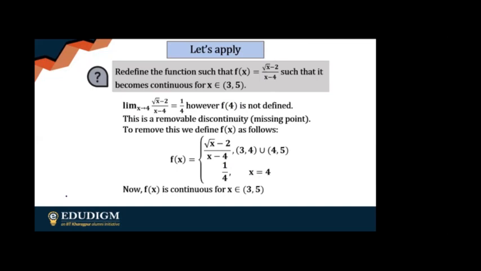Okay. All right. The next one is non-removable discontinuity. So what is the condition? This is the condition that the limit does not exist. So if the limit doesn't exist, we can't do anything about the functional value. The limit has to exist, the functional value has to exist, and they should be equal.